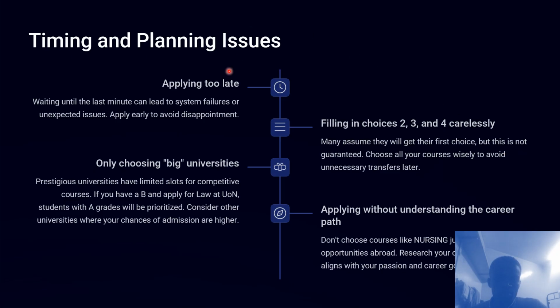We have the timing and planning issues. You'll see that most of the students have problems with timing and planning issues. Now, as of now, we have less than 21 days. Stop applying too late, guys. Waiting until the last minute can lead to system failures.